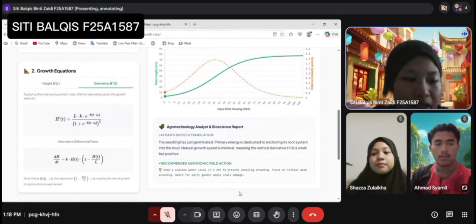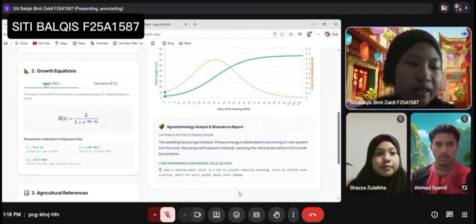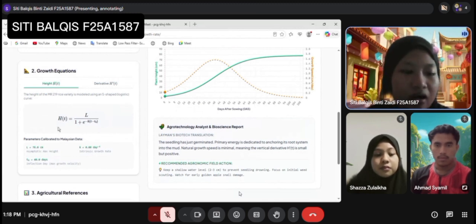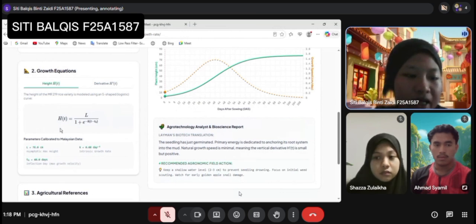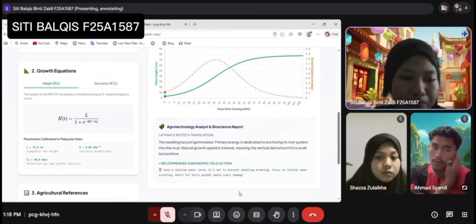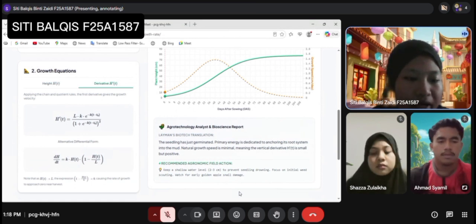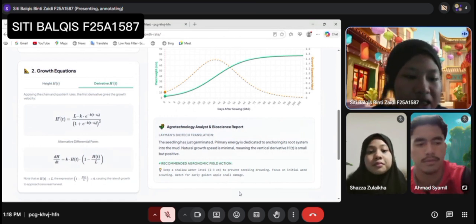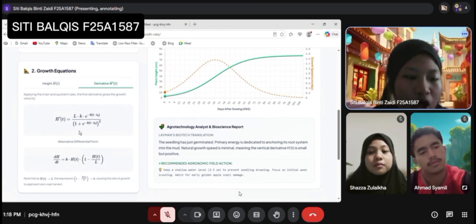We model the height of the MR219 rice plant over time. The graph follows an S-shaped curve. The growth is slow at the beginning, increases rapidly during the vegetative stage, and slows down again as the plant approaches its maximum height of about 7-8 cm. The derivative represents the growth rate of the rice plant in centimeters per day. It shows how fast the plant is growing at a particular time.